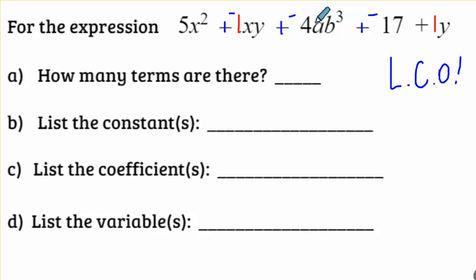Now that we have only plus signs, we know that the terms are all the things that are separated by the plus sign, so you can count those up. Your poof book will remind you that a constant is any number that is not attached to a variable. A coefficient is any number that is attached to a variable. And then the variables, of course, are just the single letters.